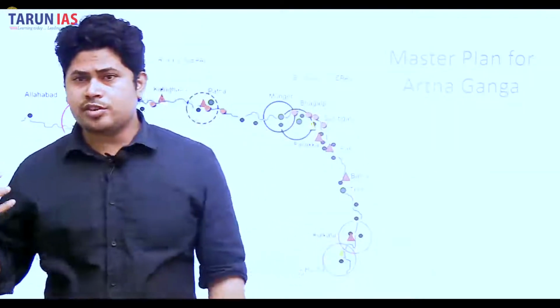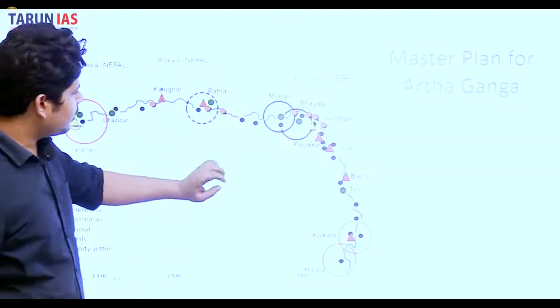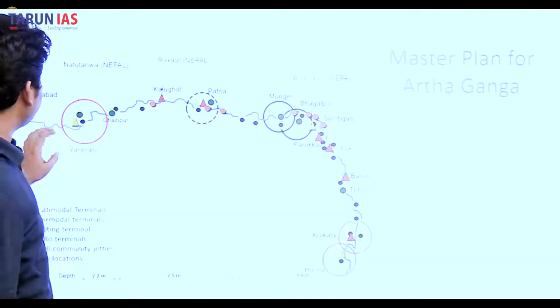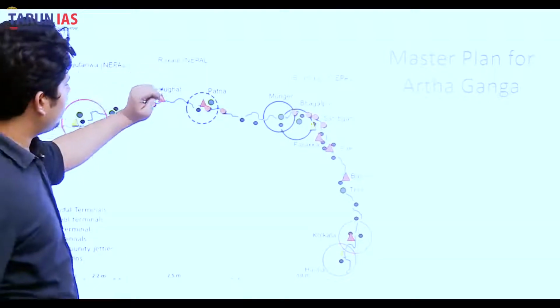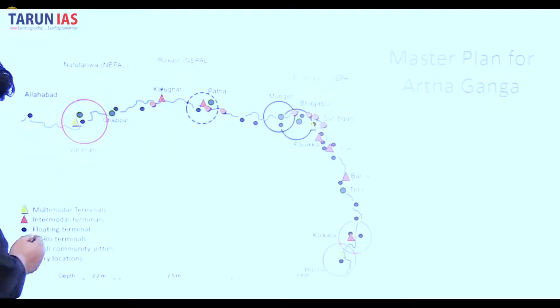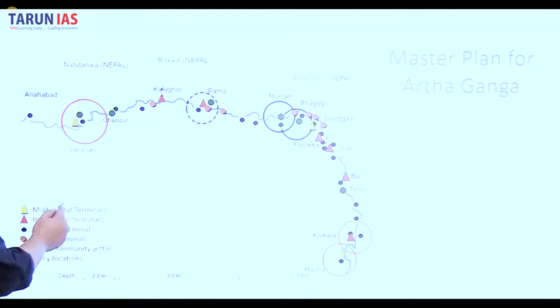government has also released a master plan for Arth Ganga. Like this is UP, this is Bihar, and then Bengal. So you can see Nautanwa, Raxaul, Nepal, and Biratnagar, Nepal. What we can see here is these are small community jetties, and these are floating terminals, multimodal terminals.